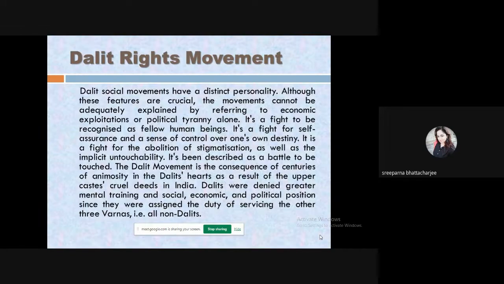This is again a very important movement in the entire narrative of human rights movement. It has a different kind of feature. Personality, this term may not be appropriate. It has a distinct identity or feature. It refers to the kind of struggle that has been led by the socially vulnerable group.